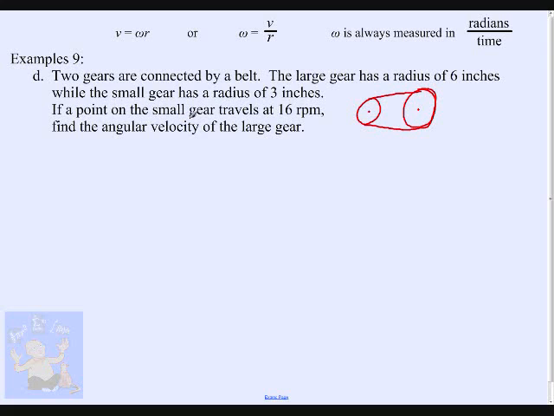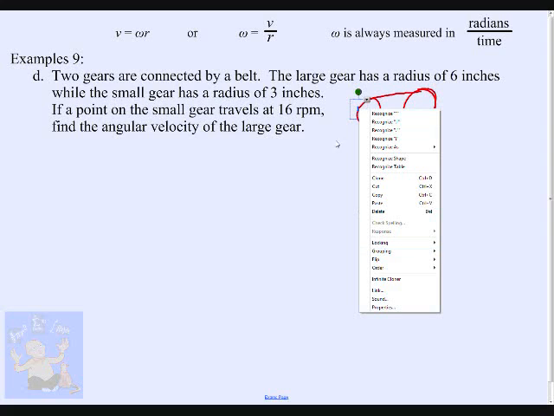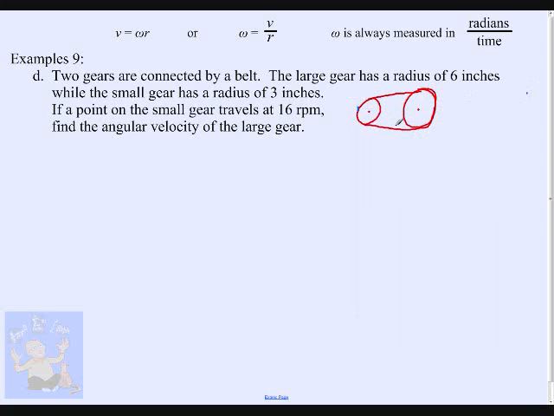If a point on the small gear, so let's say this point right here, one of the gear teeth perhaps, a point on the small gear travels at 16 revolutions per minute. What's the angular velocity of the large gear?